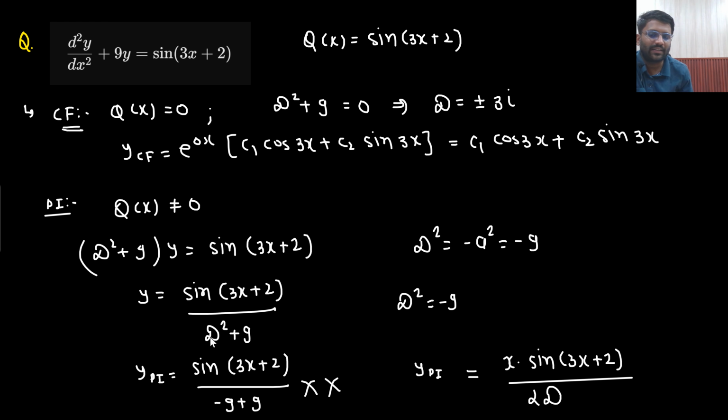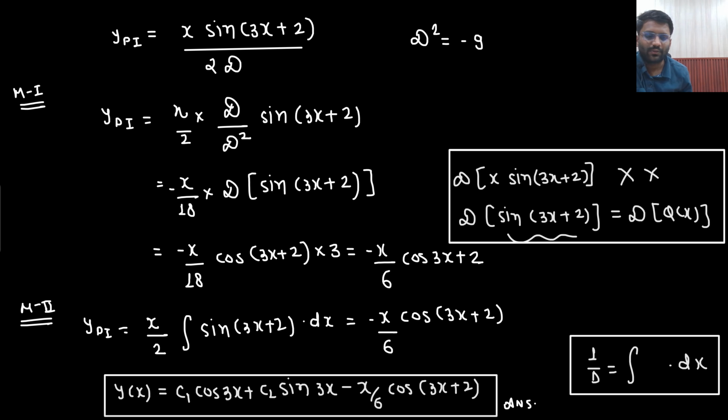D square minus 9. Another case came, sir, it became a 0. Multiply with x. Downward side you differentiate. Differentiation is giving you 2d. Simply you integrate, get the answer. Understandable? Let's go to the next question.